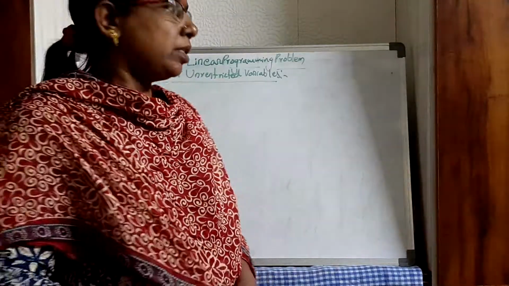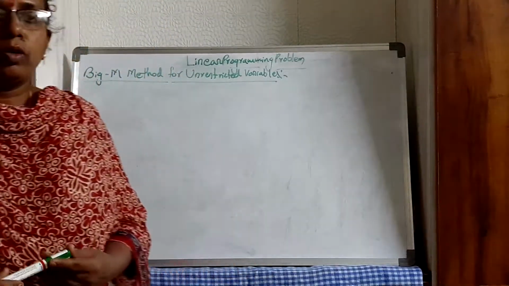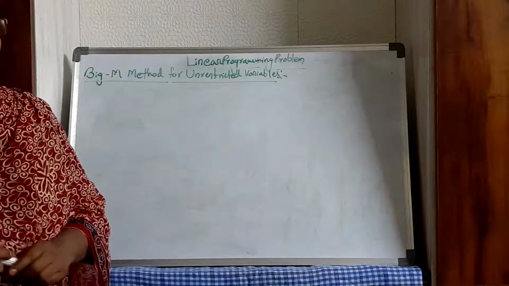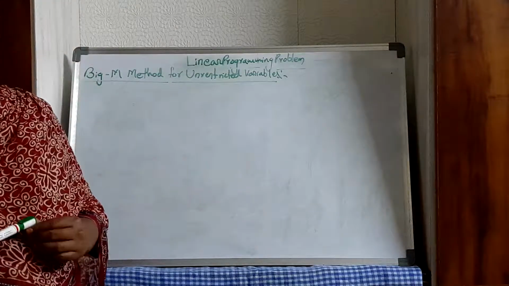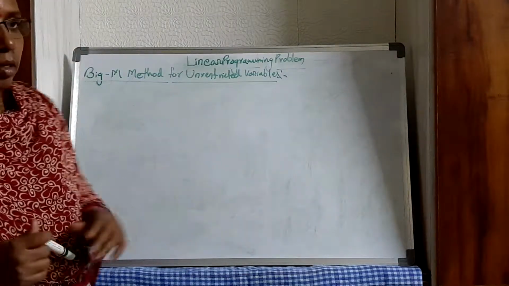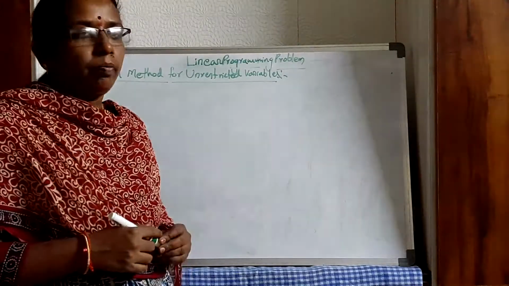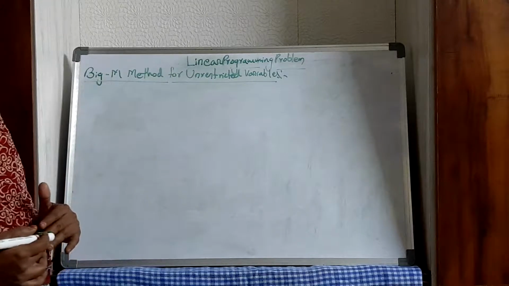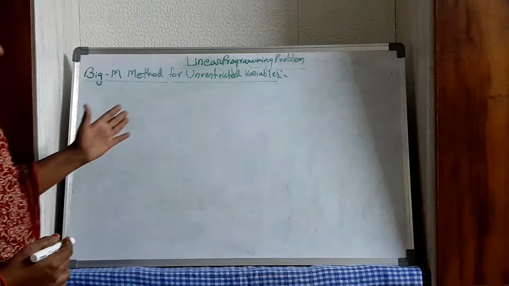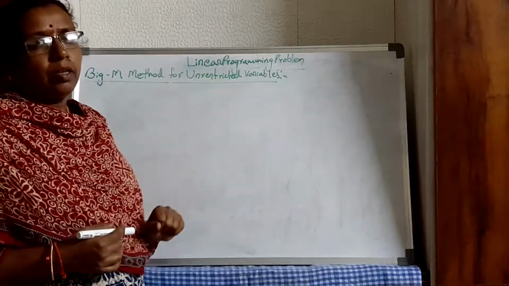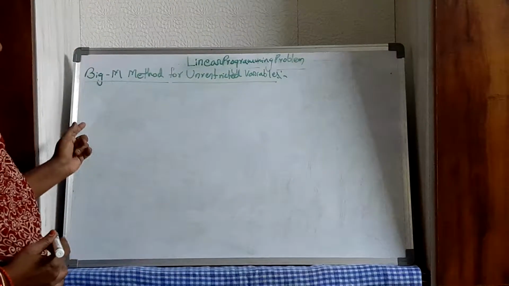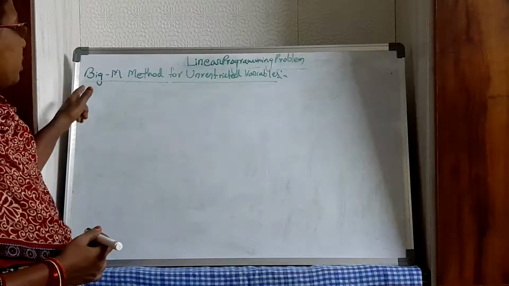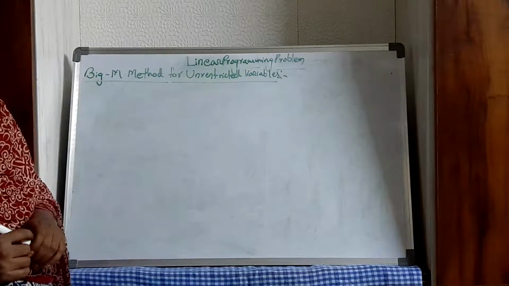In the previous session, I explained to you about the Big M method, how to solve an LPP using the Big M method for a minimization problem. Today we'll see the next type of problem, where we have the variables as unrestricted. So how do we solve such unrestricted variables problems using the Big M method?